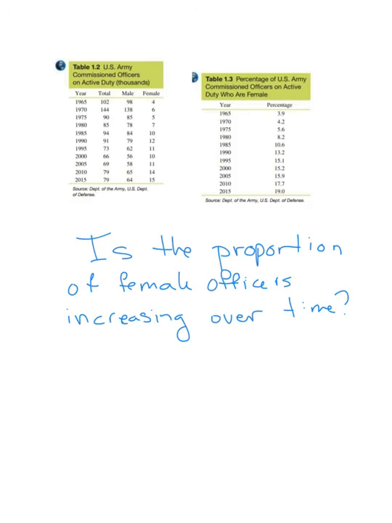Okay, so in this example, we have two tables. I printed this from your book. In your book, you would have seen just this table as an example, okay? So the question would say, is the proportion of female officers increasing over time? So you would look at this table of 1.2 and ask yourself, well, how do I figure out the proportion?